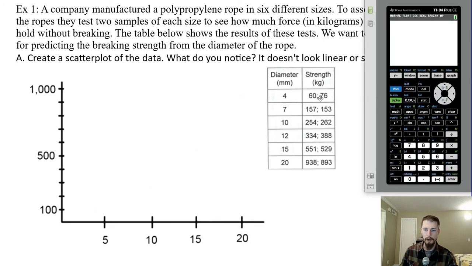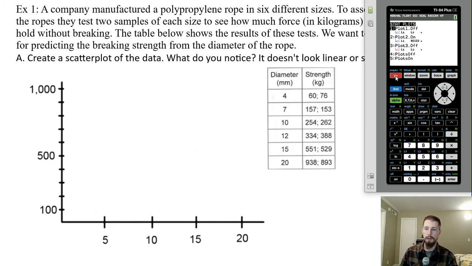So remember, there are actually 2 of each diameter. There's 2 strengths because there were 2 ropes that they tested. So we're going to go into stat, edit, and then for list 1, I'm going to put 2 of them with a diameter 4. One of them had a breaking strength of 60 kilos and the other one 76. Okay, so then we had 2 7s, 2 10s, 2 12s. You can see I put the data in. Okay, then we're going to graph a scatter plot.